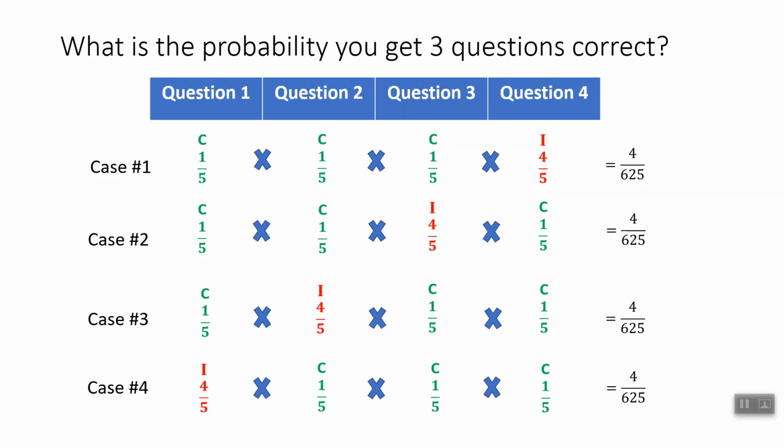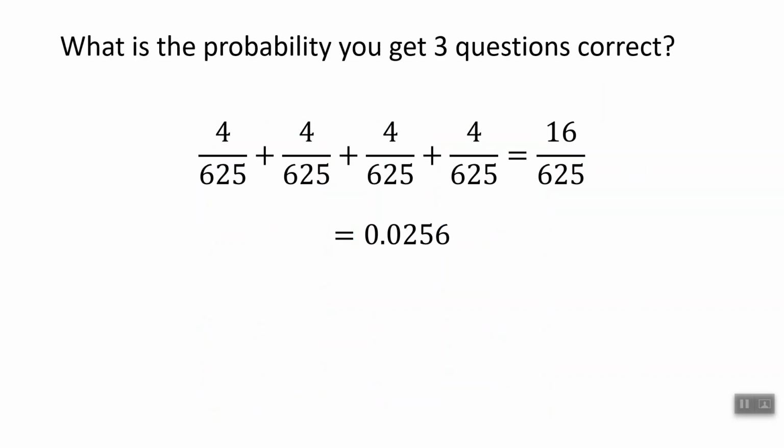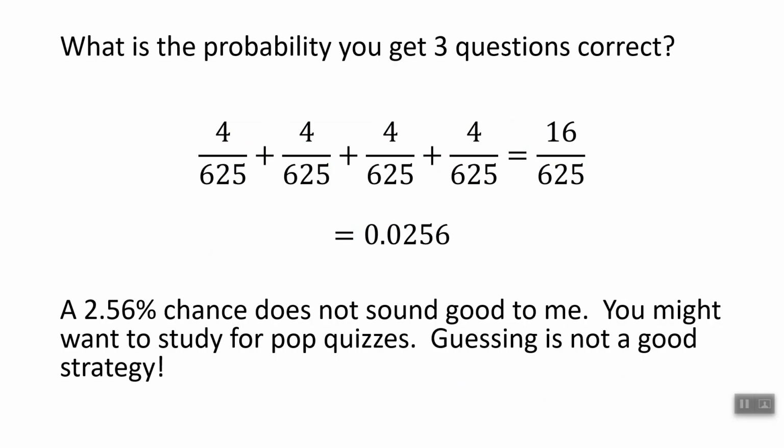So your chances of getting 3 correct answers by guessing has improved just a little bit. So if we add these together, these 4 possible ways this could happen, we get a collective 16 over 625. If we divide that out, that's about 0.0256. So for me, a 2.56 percent chance doesn't sound very good. I might want to study for the pop quizzes. Guessing doesn't seem to be a good strategy.